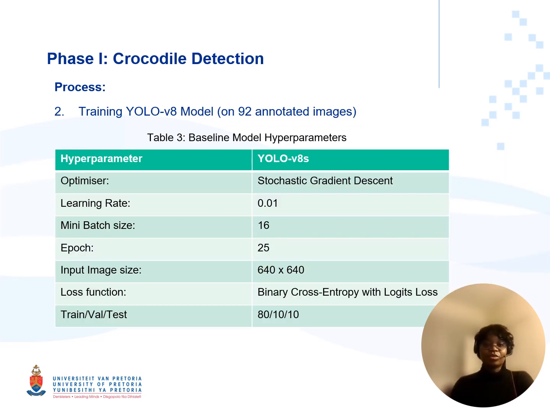Once our images were annotated, we trained our YOLO V8 model on 92 of these images. We used various hyperparameters such as a learning rate of 0.01, a mini batch size of 16, and 25 epochs. This process helped our model learn and understand how to identify crocodiles.